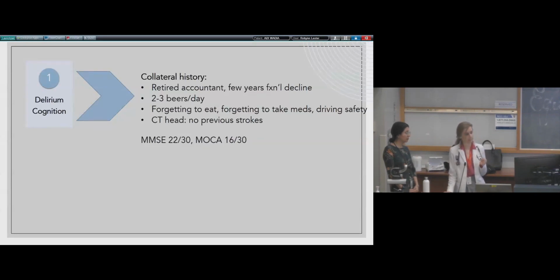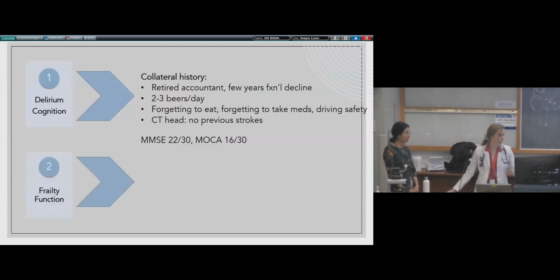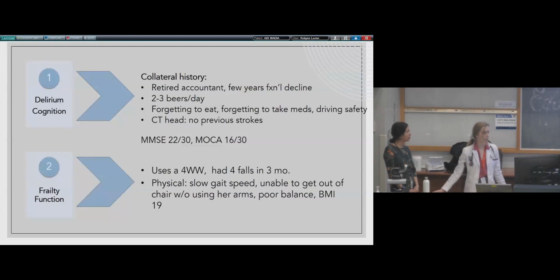She's had a previous CT head. She's had no previous strokes. And on cognitive testing in clinic, she doesn't score that well on her MMSE or her MoCA. She uses a four-wheeled walker, and she's had 4 falls in the last 3 months. When you assess her gait, she has slower gait speed. She's unable to get out of a chair without using her arms. She has quite poor balance, and she's quite thin as well. She has a BMI of 19.